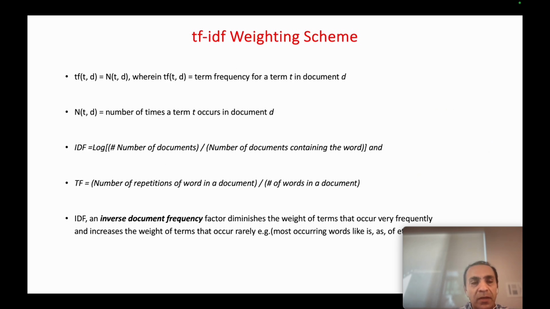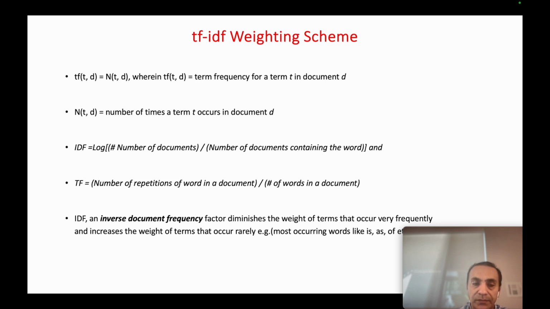TF-IDF weighting scheme, here we have TF(t,d) equals n(t,d), where TF(t,d) equals the term frequency for a term t in document d, and n(t,d) equals the number of times a term t occurs in document d, and inverse document frequency equals the log of the number of documents divided by the number of documents containing the word, and term frequency equals the number of repetitions of a word or a sequence of words in a document divided by the number of all the words in a document.